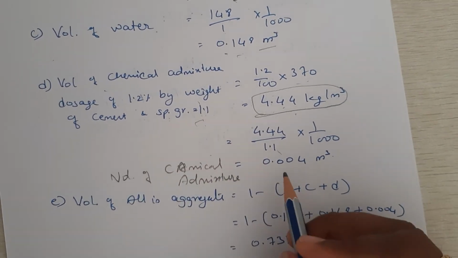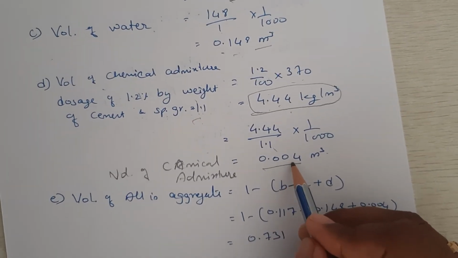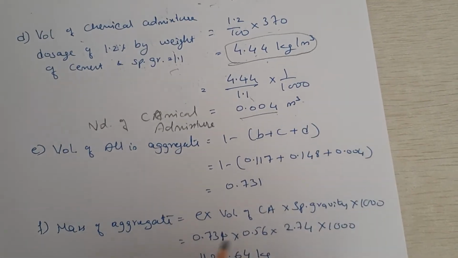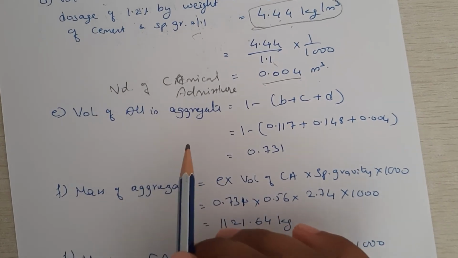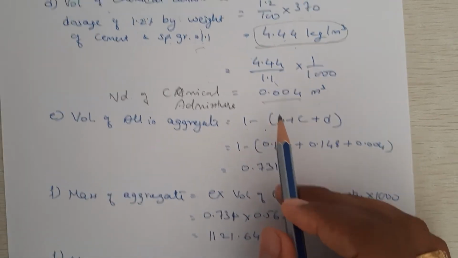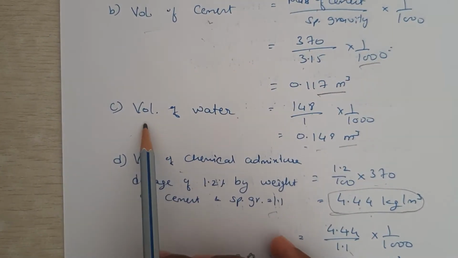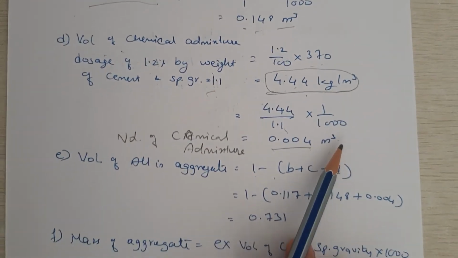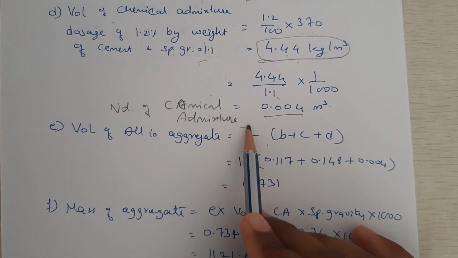The volume of the chemical admixture is 0.004 meter cube, right? Next step is to calculate the volume of the all-in aggregate, that is the volume of total aggregates. In this we have the formula 1 minus B, where B indicates the volume of the cement, C indicates the volume of the water, and D indicates the volume of the chemical admixture. So here we are going to reduce from 1, which indicates the total volume of the concrete.